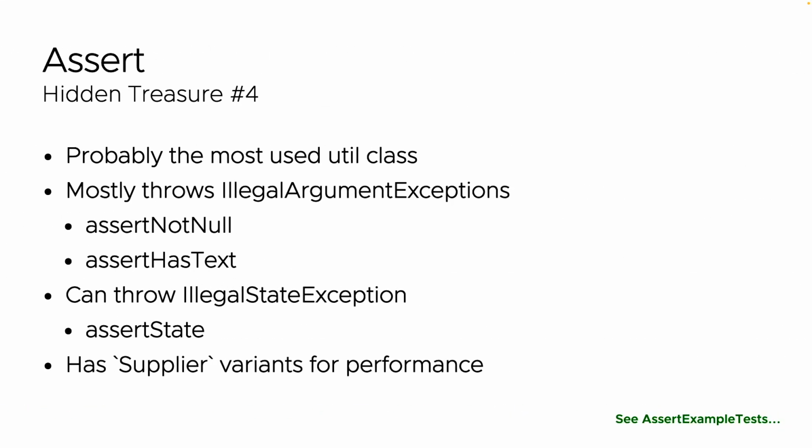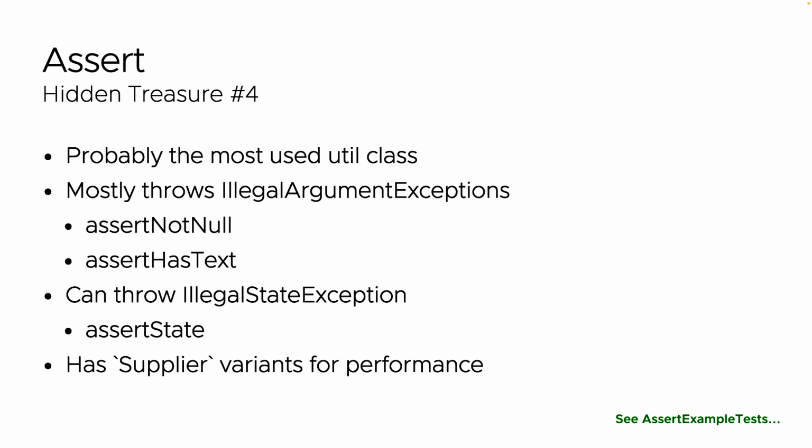So hidden treasure number 4, the Assert class is, I'd say, probably the most used utility in all of Spring internally. It's got a bunch of util methods that allow you to check that certain things are true or not empty, or most often not null. So we quite often use it at the start of a method to make sure you haven't given us junk. Most of the methods in it will throw IllegalArgumentException. There's the assert state method, which will throw an IllegalStateException.